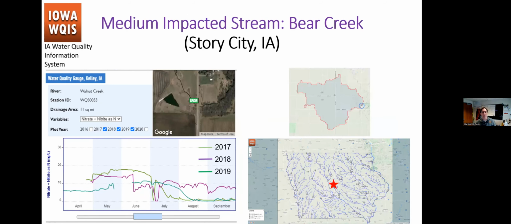Our medium impacted stream was Bear Creek, nearby here, near Story City, Iowa, in Story County was what I was trying to say. And here the average concentration over the 3-year historical data was about 5, maybe somewhere between 5 and 10. There are some points, in May and June of 2018 and 2017, where it's above 10. But this is what we considered our medium impacted stream.